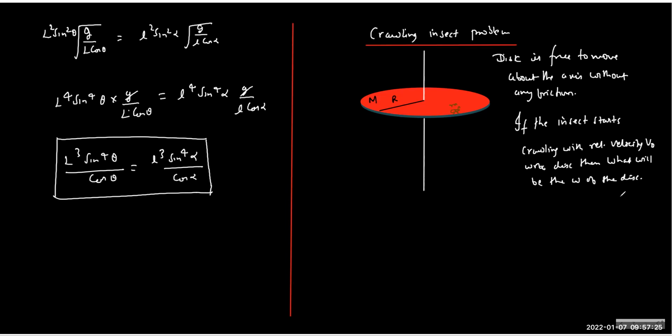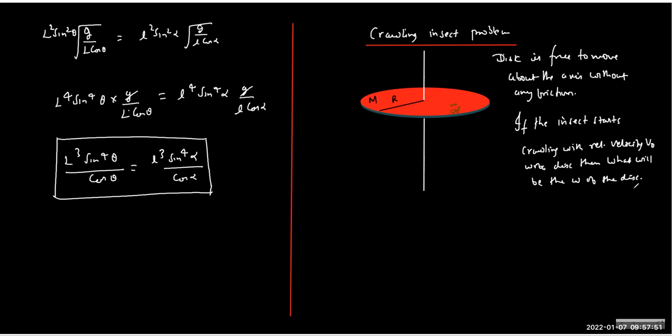So again, we know that for the insect, the only forces are normal, gravity and friction. But the friction is the internal force, because if I choose the system as the disc and the insect, then that force is purely internal. And therefore, we should not bother about the internal forces while writing the torque.